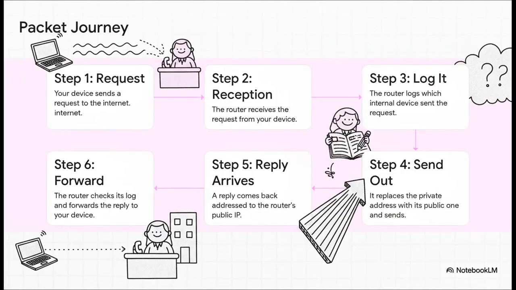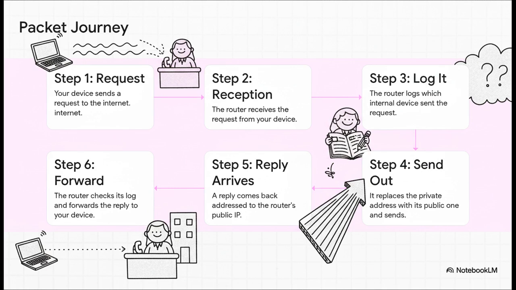So let's follow a request from start to finish. Your laptop wants to visit a website. It sends that request to the receptionist, your router. The router makes a quick note in its logbook. Okay, laptop at extension 101 asked for this. Then it sends the request out using the main office phone number. When the website replies, it sends the information back to the main office number. The receptionist gets it, checks the logbook, sees, this replies for extension 101, and sends it straight to your laptop.